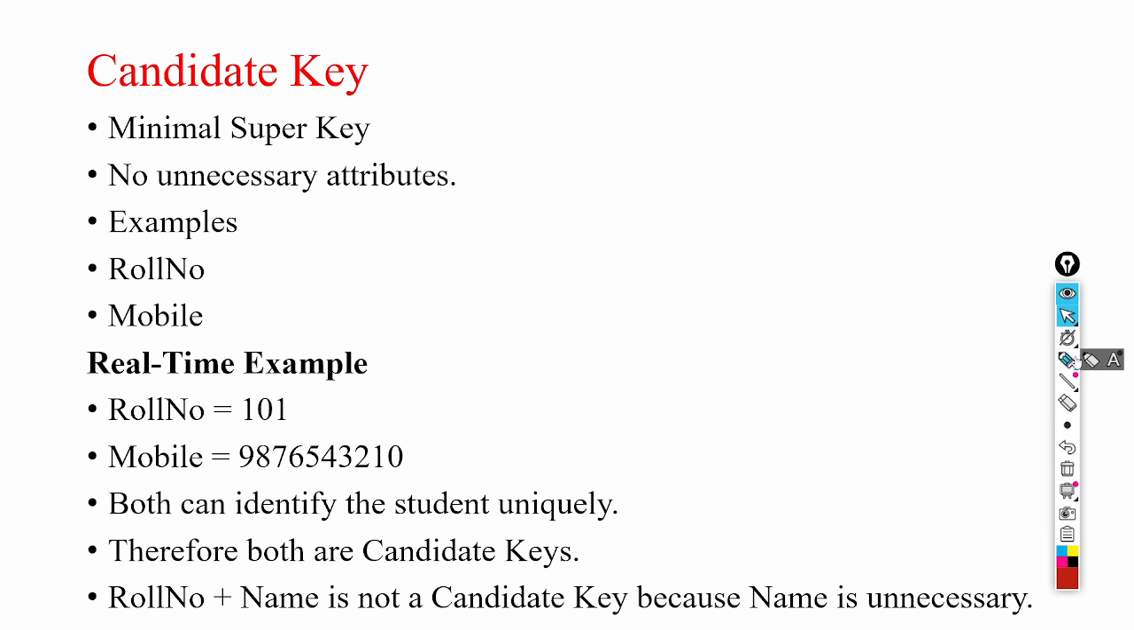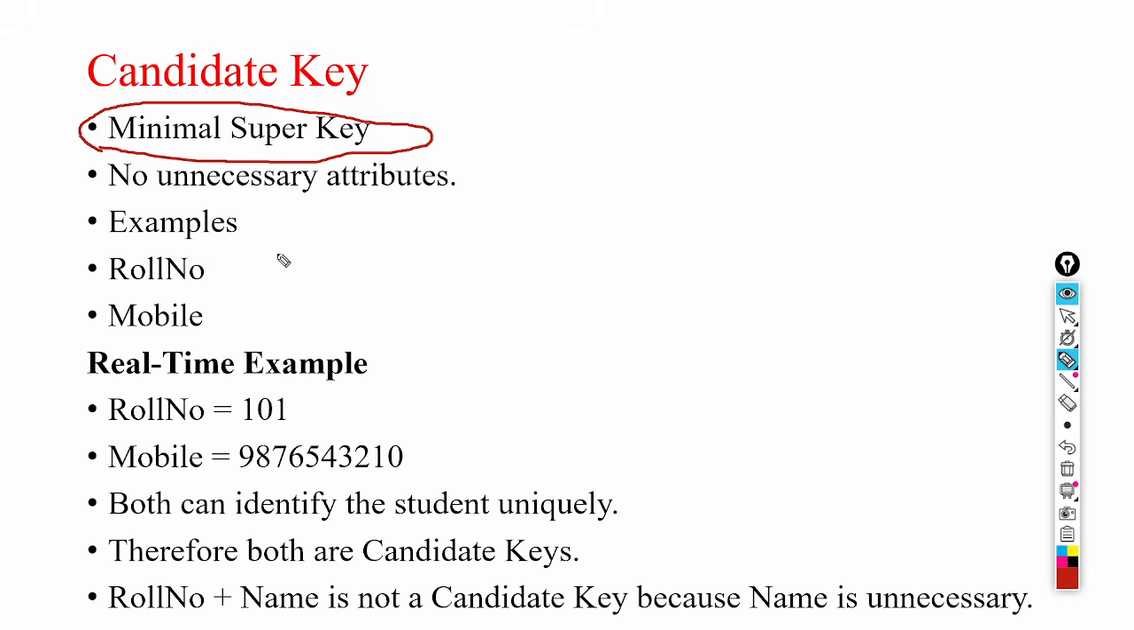The next one is the candidate key. Among all super keys, some contain extra attributes. The database tries to avoid that unnecessary extra information. Therefore, only the minimal super keys are selected. These minimal super keys are called candidate keys. The minimal super key is nothing but the candidate key.